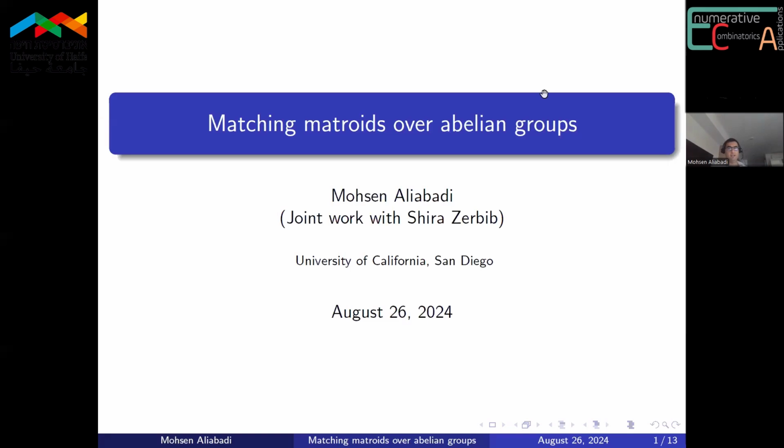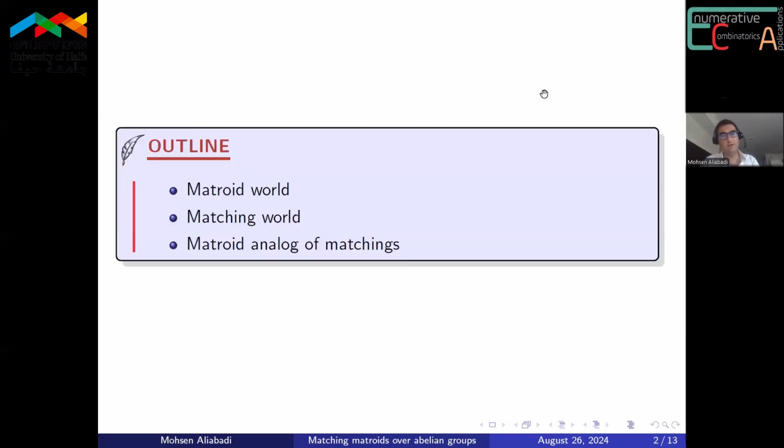Today I'm going to discuss matching matroids over abelian groups, and this is joint work with Shiraz Zerbi from Iowa State University. This is the outline of my talk. It will have three parts. First, I will introduce a couple of notations concerning matroids. Then I will be discussing matchings in the group setting, and eventually the goal is to formulate matchings in the matroid setting and state a couple of results in this sense.